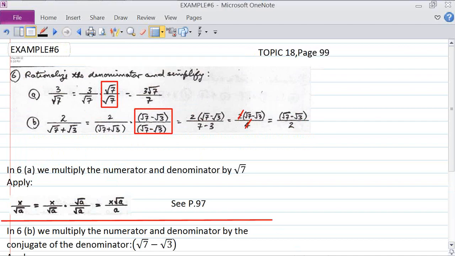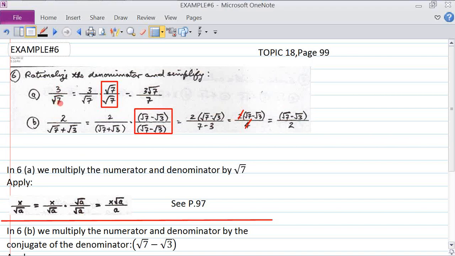Now if we go to 6a, we discussed this. You can see that root 3 over root 7 is really the generic form x over root a. And what we do is take the x over root a and multiply the top and bottom by root a. And this is really 1, so we're not changing anything, because root a over root a is 1. So here we have 3 over root 7.